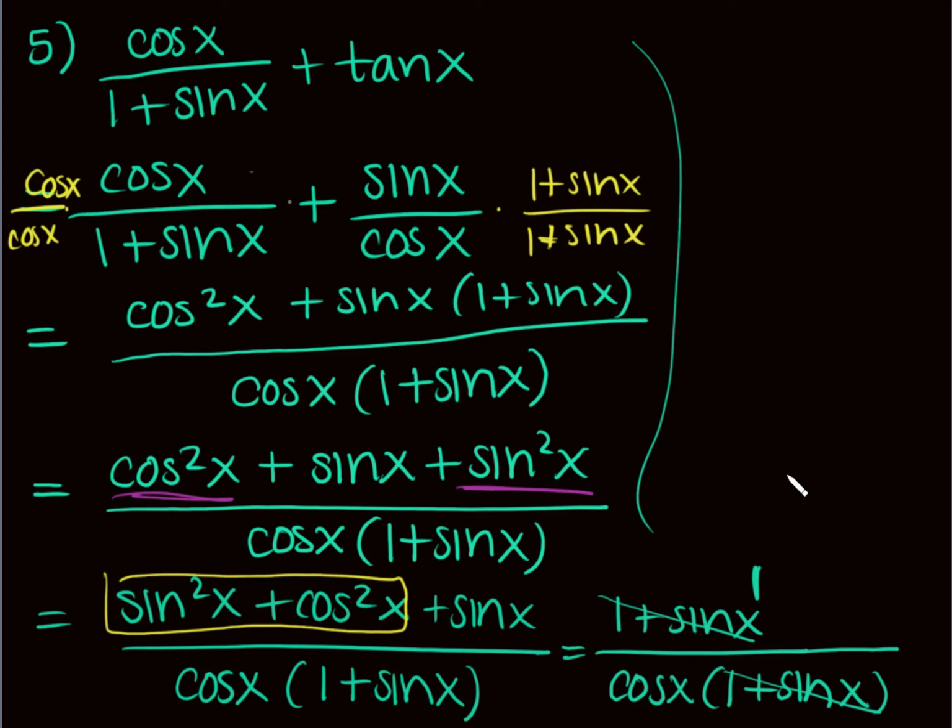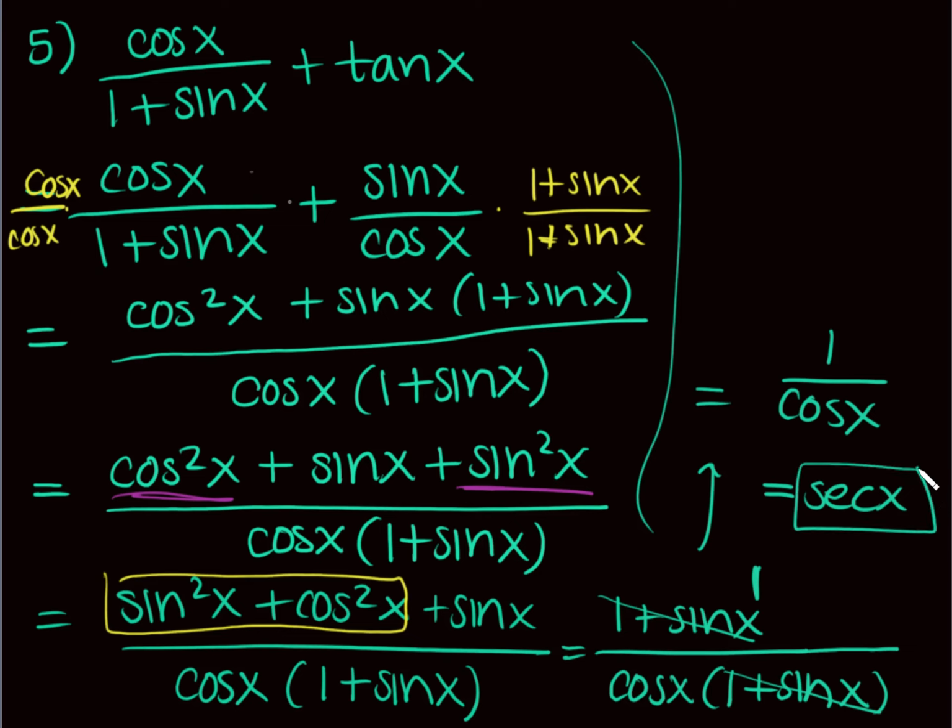So what are we going to get? This is going to equal, I don't like my equal sign like that, so we'll just do an arrow. This is going to equal 1 over cosine of x. And then I'm not going to leave it like that. What is 1 over cosine of x? That is secant. Look at that, you guys. This whole thing right here is equivalent to secant of x.